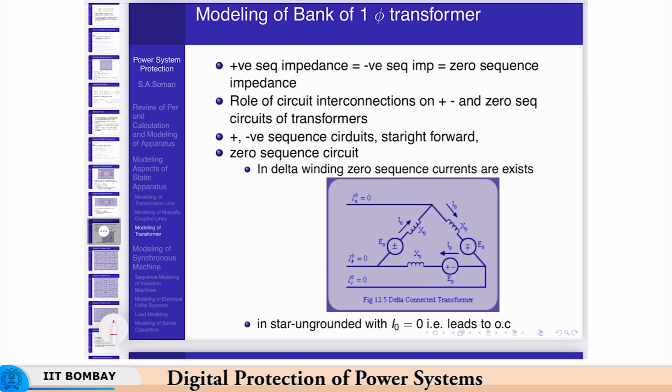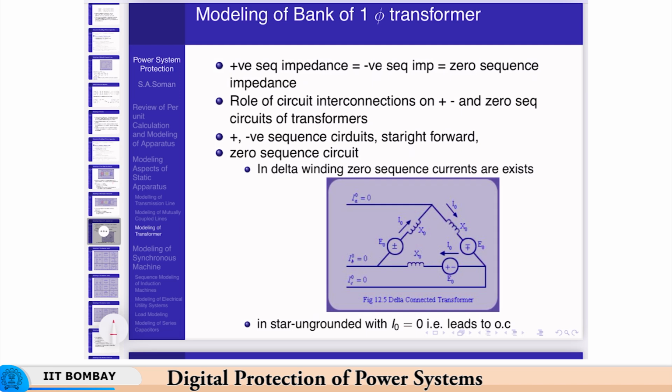Now, for a single phase transformer, rather a bank of single phase transformers connected together, the positive, negative and zero sequence impedances are the same. So, positive sequence equal to negative sequence equal to zero sequence impedance, if it is a bank of 3 single phase transformers connected together.